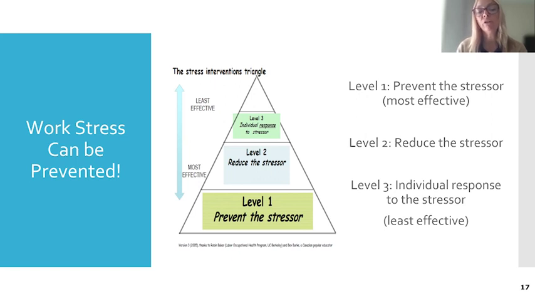What I want to impress upon you is that in this classic stress interventions triangle, we know that allowing individuals some kind of coping mechanisms or resources to help with the symptoms of stress are important. However, the most effective, based on the research, is the prevention or reduction of the stressor at level 1 or level 2. Ideally, in your organization, we need to do both. Looking at how work can be redesigned to improve the quality of work and reduce work stressors, while at the same time offering individuals ways to ease their stress-related symptoms.